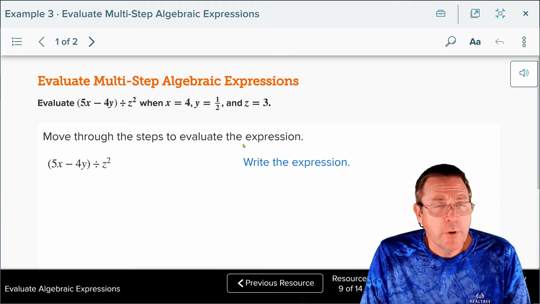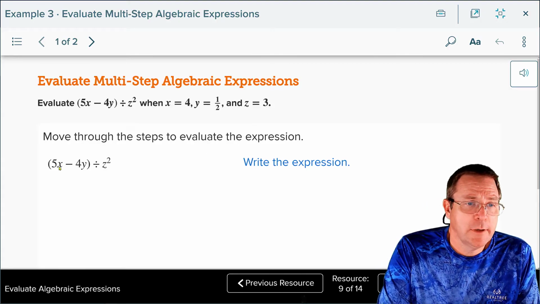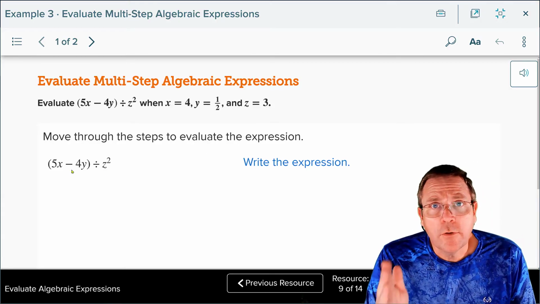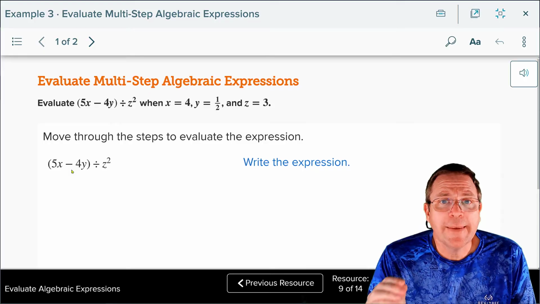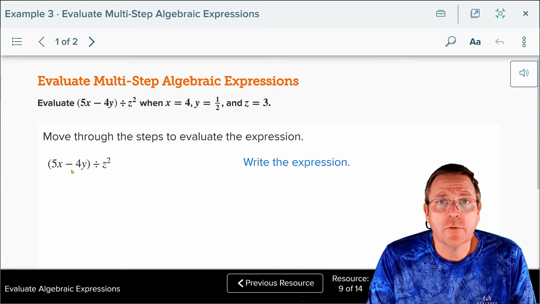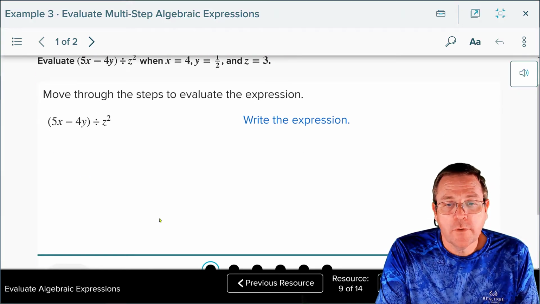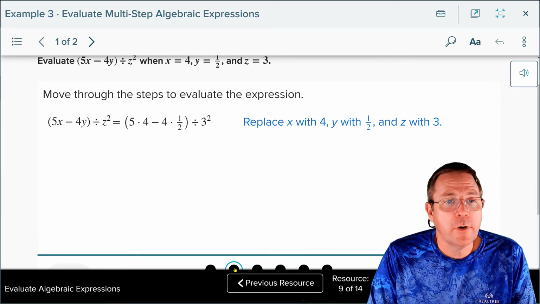Just like every other problem we've done, the first thing you're going to do is write the expression, which they did right here. If you don't start off writing your expression, you will have done the entire thing for fun. I have to be able to look at it and make sure that you're doing what you're supposed to be able to do. So from here, the next thing we're going to do is, of course, substitute in values for our variables.